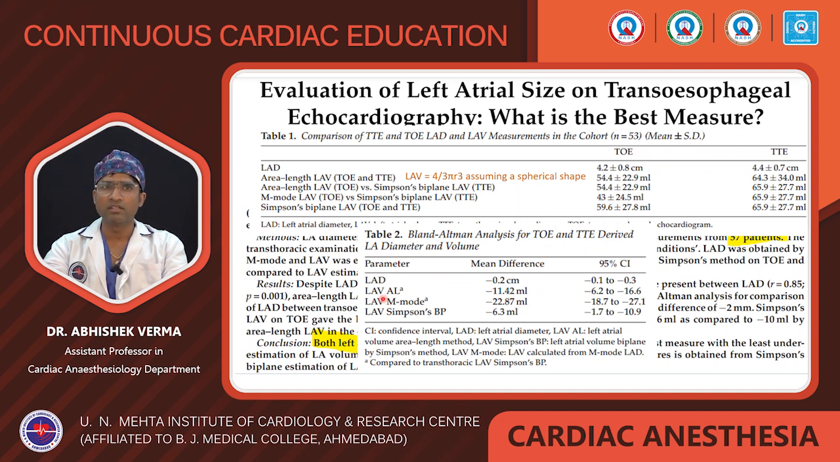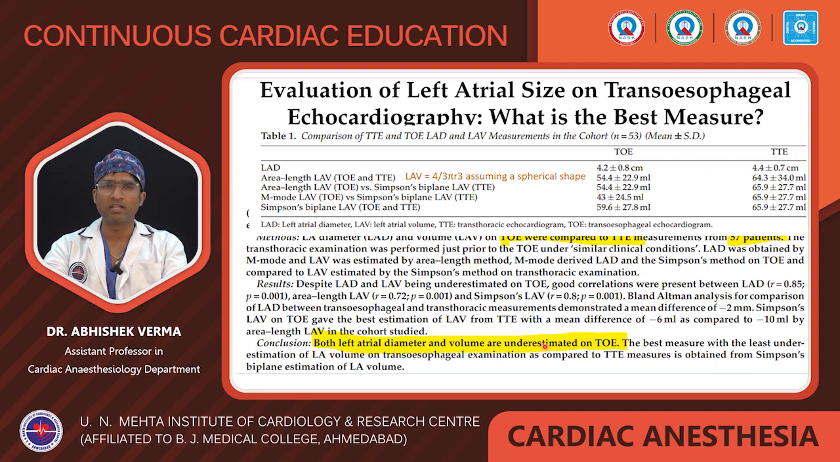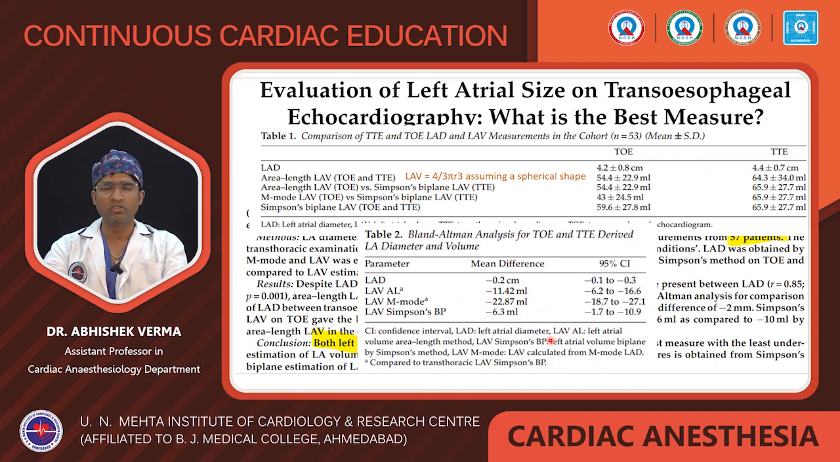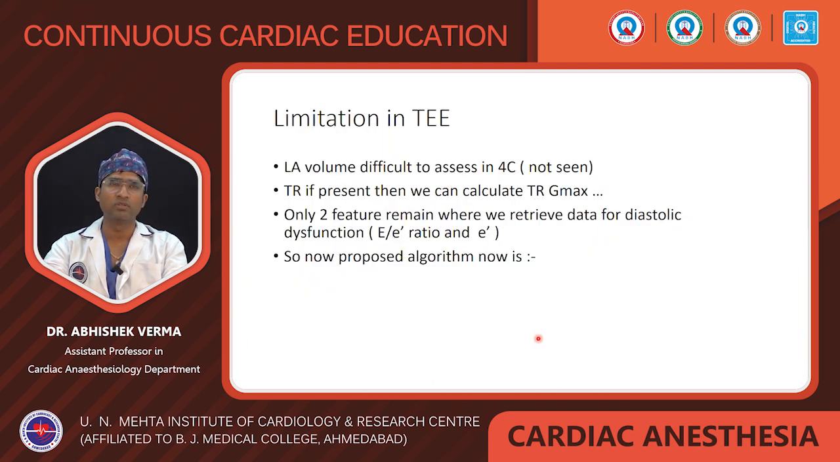In the other methods, like M mode, we can see a huge difference between the transesophageal and transthoracic echo. But Simpson is good, though still the volume or diameter is underestimated. As the whole article shows, both diameter and volume are underestimated. So you cannot measure accurately, or you can't rely on, the LA size in the transesophageal echo.